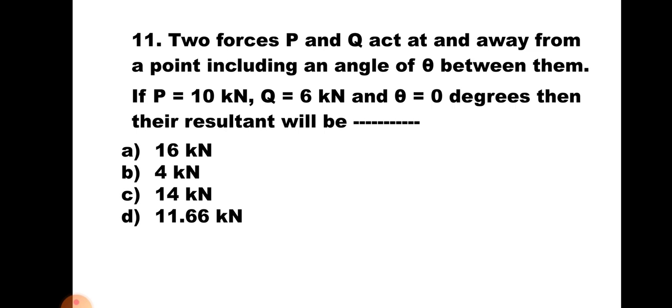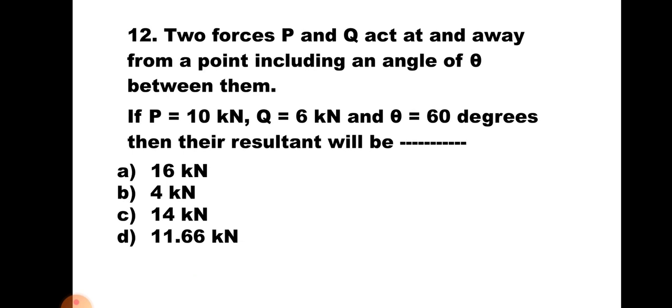You can definitely apply the parallelogram theorem to find the resultant, that is R square is equal to P square plus Q square plus 2PQ cos theta, and then finding the square root, you will get the resultant. Now simply to solve this quickly, when the angle between them is 0 degrees, means they are collinear and acting in the same direction. So their resultant will be nothing but 10 plus 6, that is 16. Hence the correct answer of this question is A, 16. Keep in mind that you can also solve this by substituting the values in the parallelogram formula.